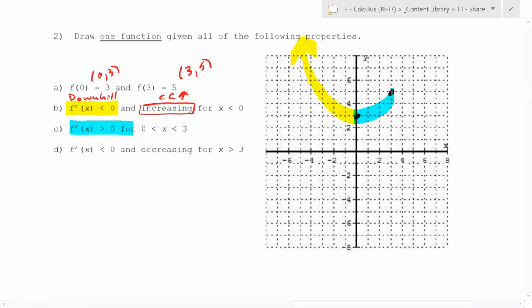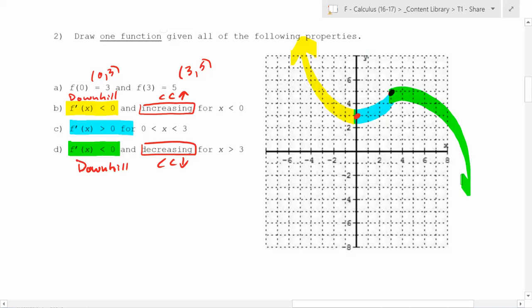And then it says it's less than 0 and decreasing for x greater than 3. What does decreasing mean? Concave down. And derivative less than 0 means uphill or downhill? Downhill. So what's that going to look like? Well, from right there, it's just going to go down. How's that look? Is that pretty good? Yeah. So could you smooth this out into one?